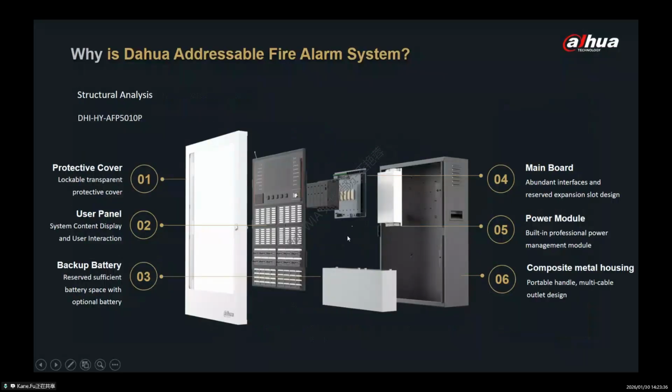And this is the structure of the panel. It is the protective cover, and the user panel with the operation indicator function, all of them on the panel. And this is the main board here. The main board offers all kinds of terminals of the system, and also the cards here: loop card, communication card, and this is the power module and battery.